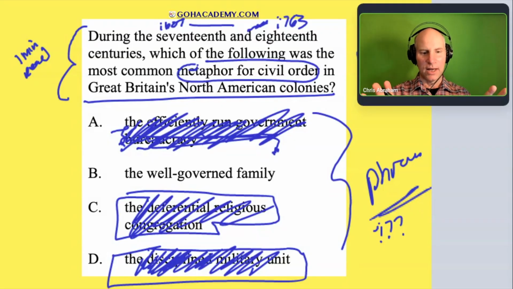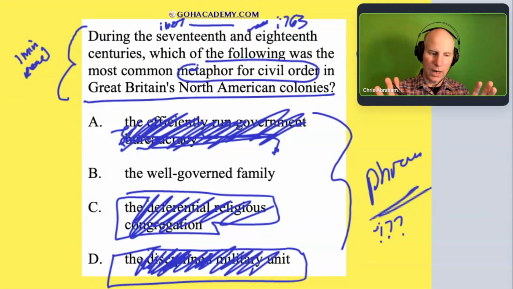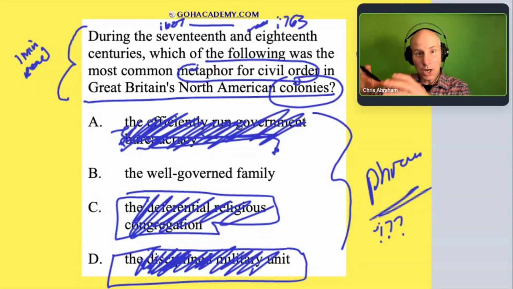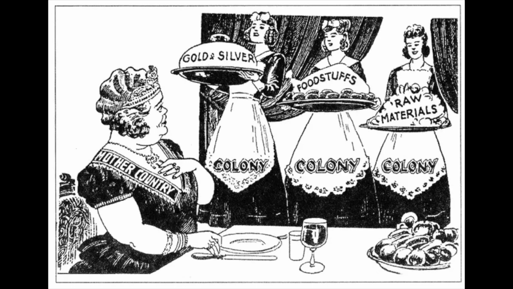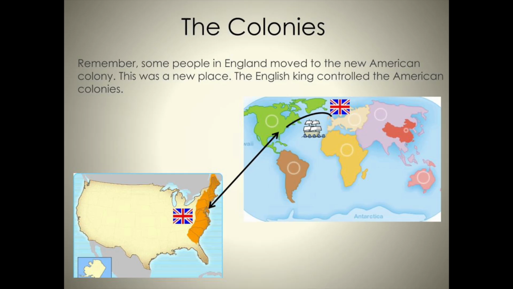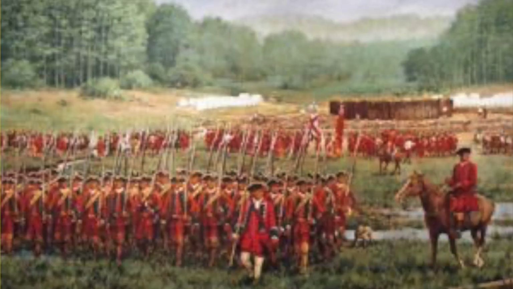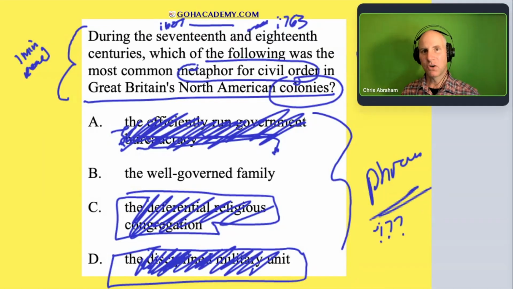We have the 13 colonies were described as the well-governed family. And you think about it, the 13 colonies, that metaphor being the child of Great Britain, taking care of the 13 colonies, funding the 13 colonies, providing troops to protect the 13 colonies, right? All right, let's go to the next one.